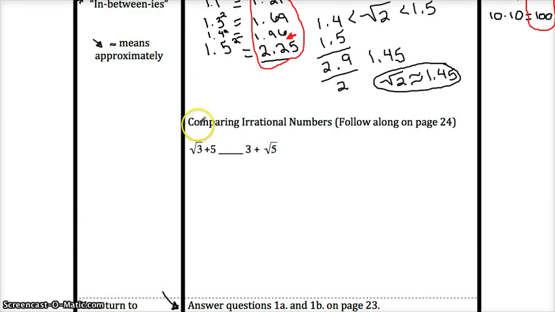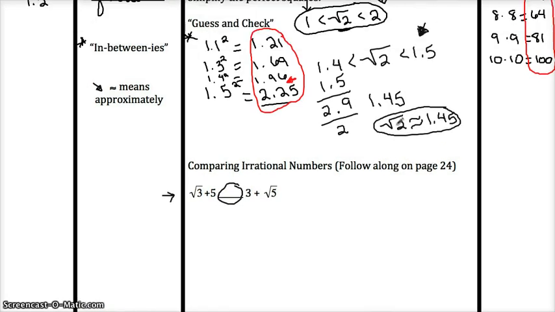Okay, so moving on with comparing rational numbers. Comparing rational numbers is very similar to what we just did. We're going to go ahead and start on example 2, question A, and that is right here. The square root of 3 plus 5 compared to 3 plus the square root of 5. So we need to first estimate the square root of 3.